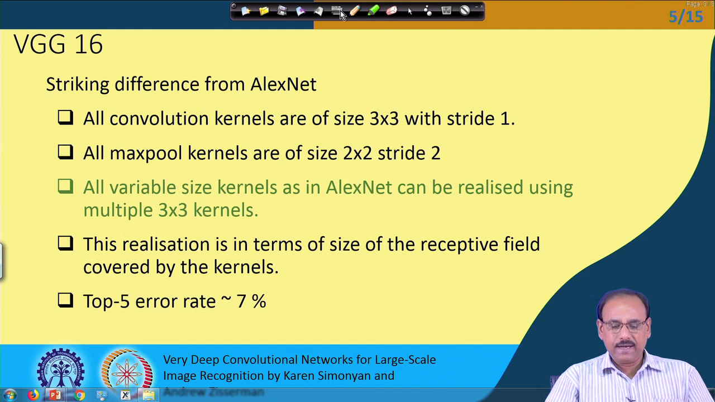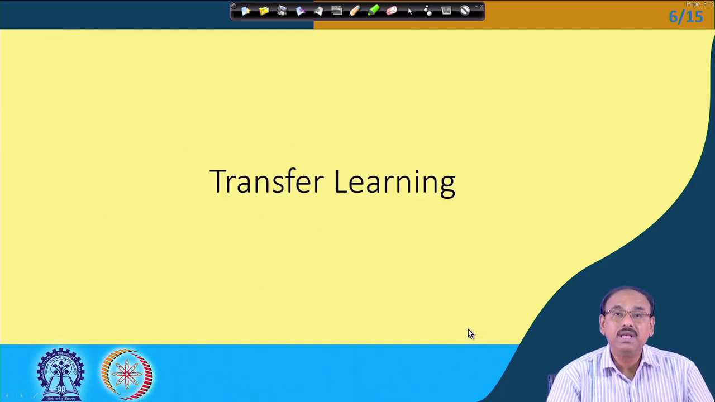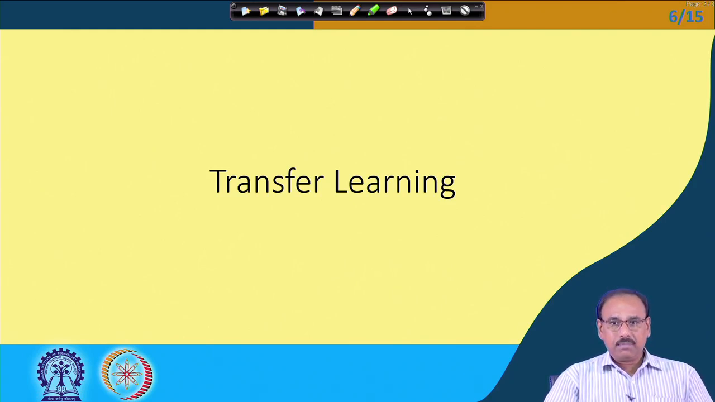And this VGG16 net gives a top 5 error rate of around 7%, and if you compare this with the top 5 error rate that you get in case of AlexNet, it is a significant reduction. So, these are the features of the VGG16 network, and as we have just seen, with the depth of a deep neural network, the number of parameters which need to be trained increases tremendously.